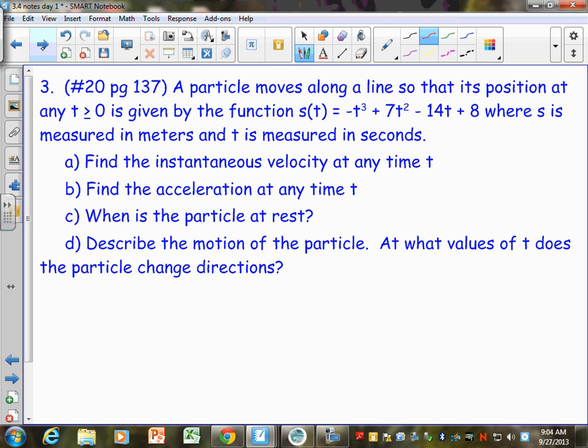Again, a particle moves along a line, so its position at any time t greater than or equal to 0 is given by this function. They're giving you the position function where s is in meters and t is in seconds. Find the instantaneous velocity at any time t. What does that mean to do? Find the derivative. Velocity means derivative. So for part A, all you're doing is finding the derivative in terms of t.